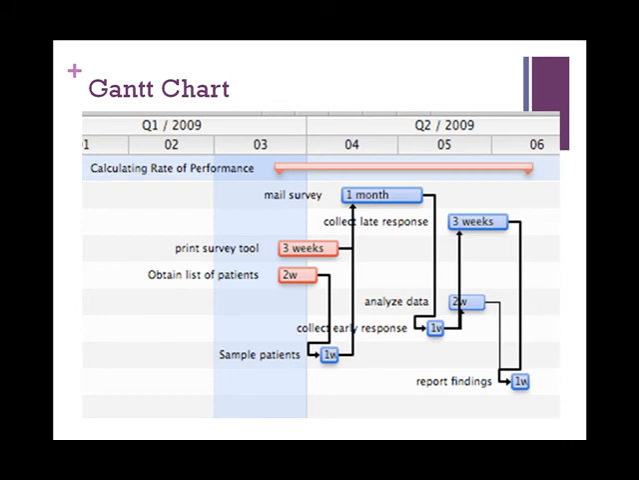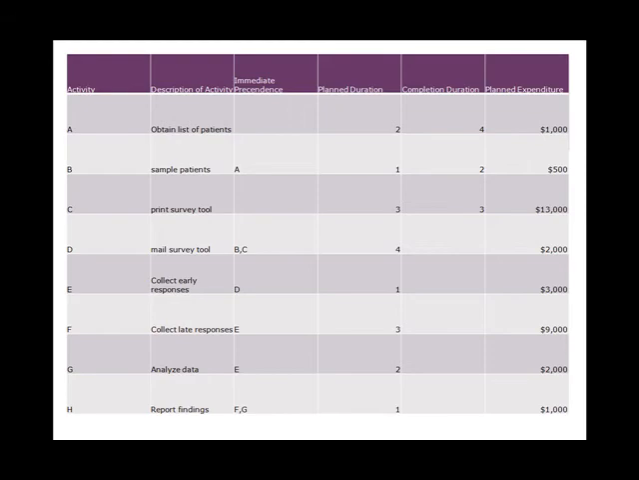Using the Gantt chart, we were also able to identify the critical path. Print Survey Tool and Analyze Data are the two activities not found on the critical path. Listed here are the necessary activities to be completed, along with the planned duration and expenditure for each activity. As can be seen, activities A, B, and C have been completed, but the actual duration for activities A and B was longer than the planned duration.